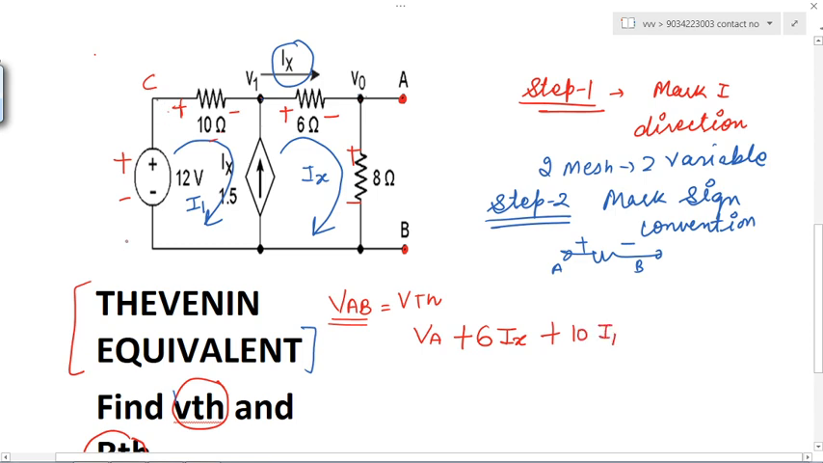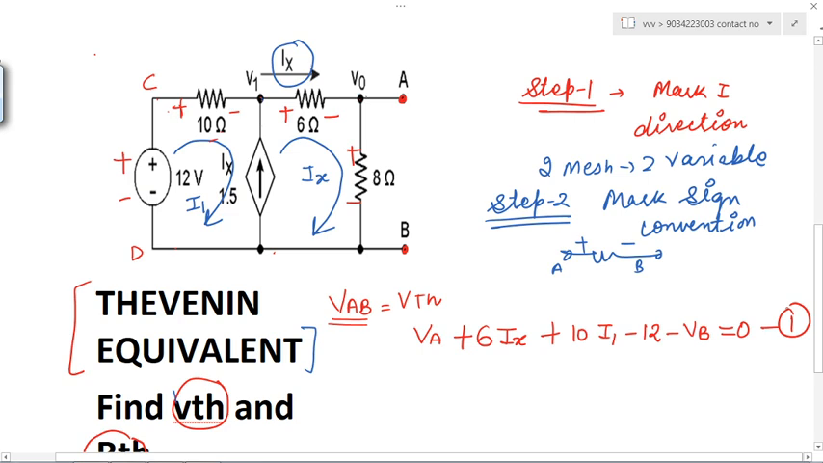I1. You are moving from C to D. How much is the second sign? Minus, voltage is how much? 12. Okay, D to B, then nothing is there, then back to B, that is potential at B point VB is equal to 0. So this is your equation 1.